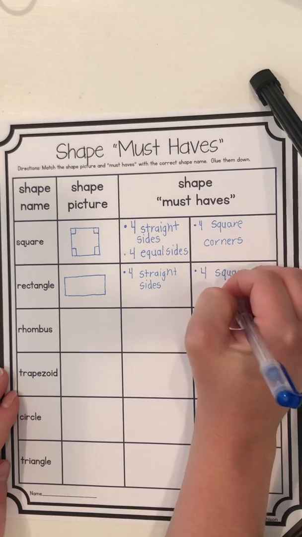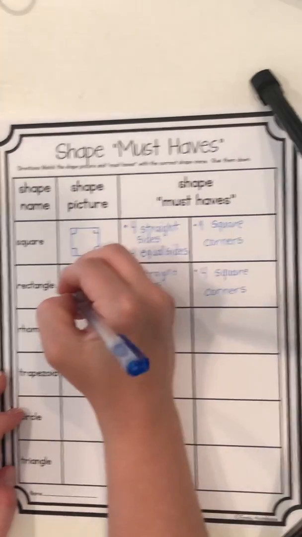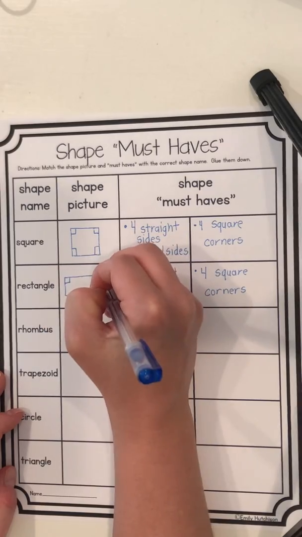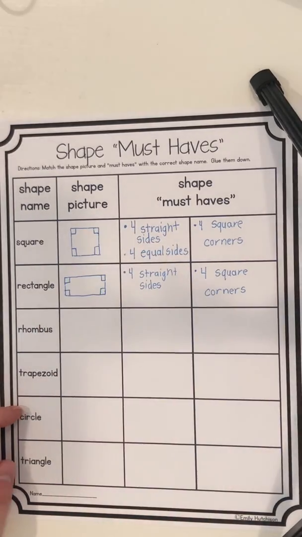If the shape does not have square corners, it cannot be a rectangle. If I look at my rectangle here, I see perfect squares in all of those corners. And this is important because when you get to other shapes, they might have 4 straight sides. They might not all be the same length, but if they don't have the square corners, it's not a rectangle. And we'll notice that when we get to these two down here.